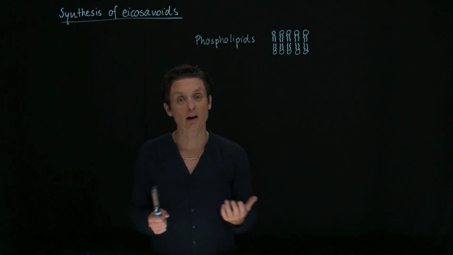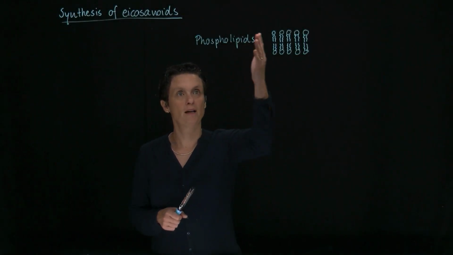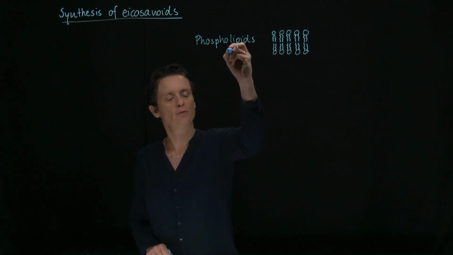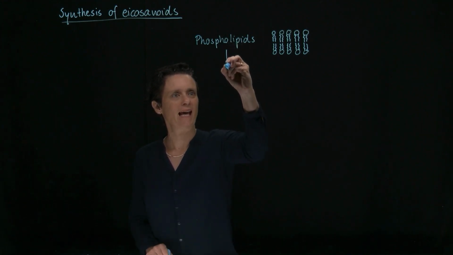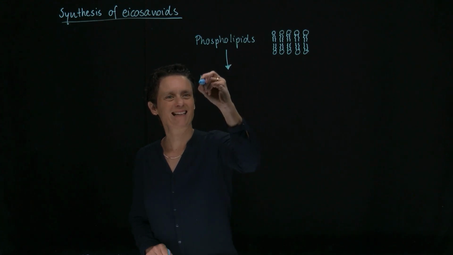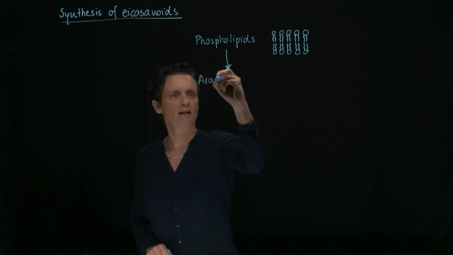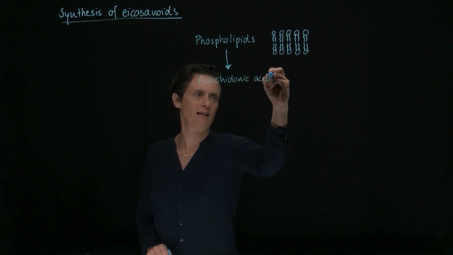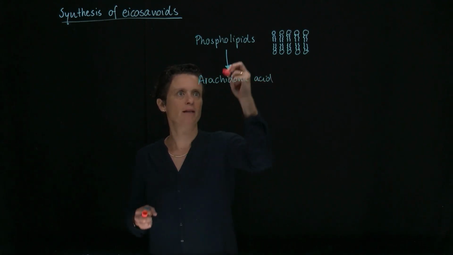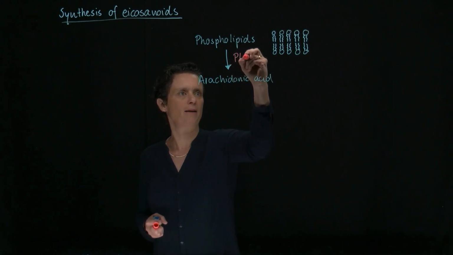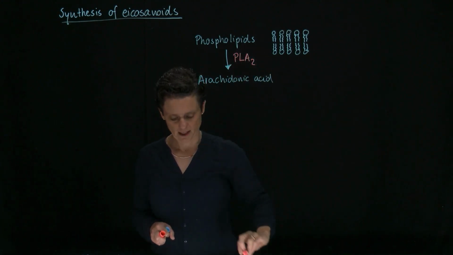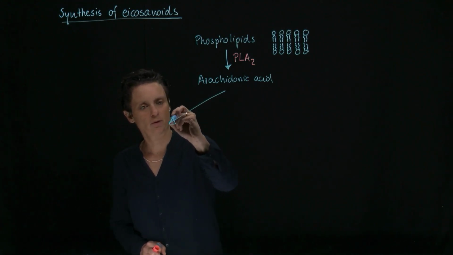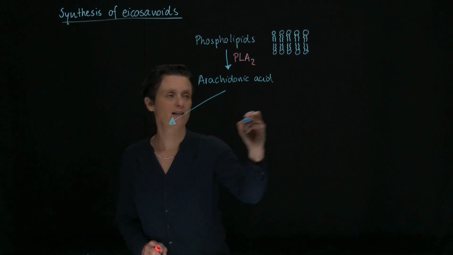Let's first talk about how they are synthesized. They come from lipids, from phospholipids, such a lipid bilayer that you know very well of. And then an enzyme is going to cut arachidonic acid out of it. This enzyme is phospholipase A2.